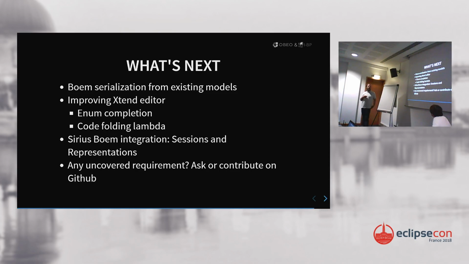The next point is we would like to have some interaction with the people who are building Xtend, and to have two things we realized when working on BOEM. That was the enumeration completion could be better, so that's one point we would like to work on. And another one which would be very beneficial for BOEM, that's the code folding for lambda expressions that would allow us to just fold parts of the tree we defined.